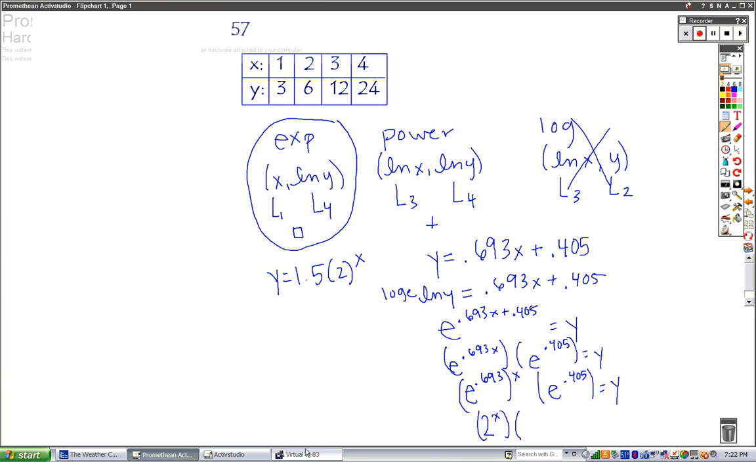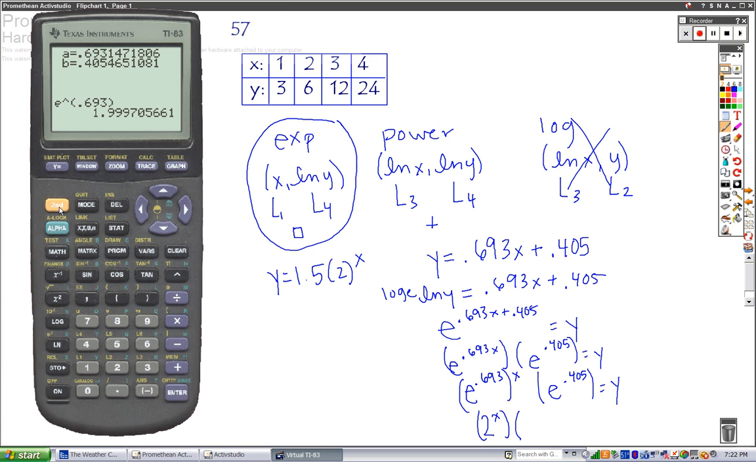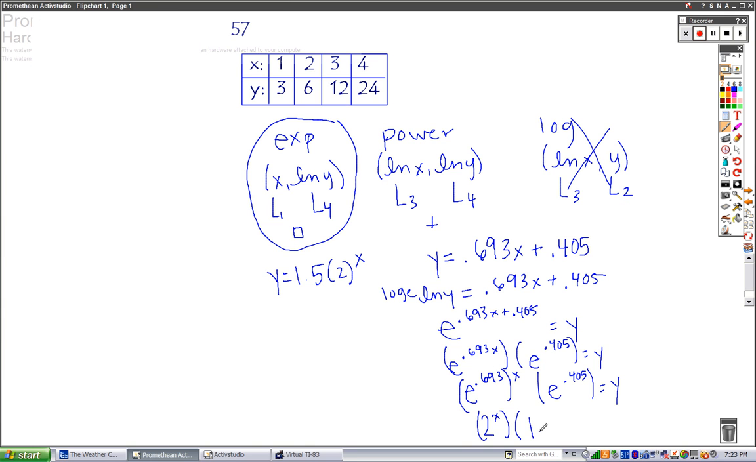And then let's see what the other one equals. Let's see if we did it right. E to the 0.405. Let's see. 1.499, and because of rounding, that's about as close as you're going to get to 1.5 equals y. And so, did I get the same answer? Yes. These match right here.